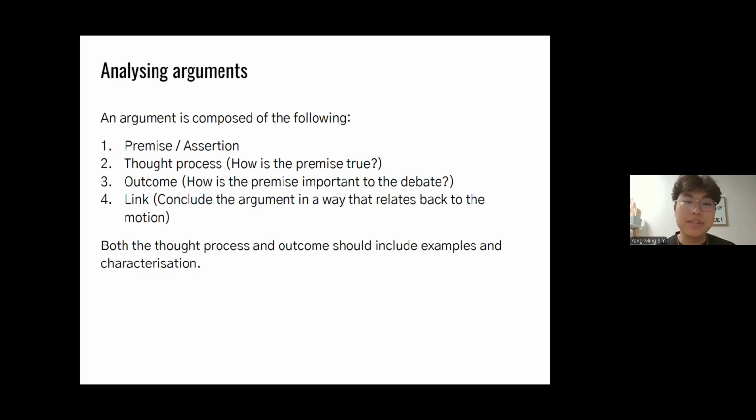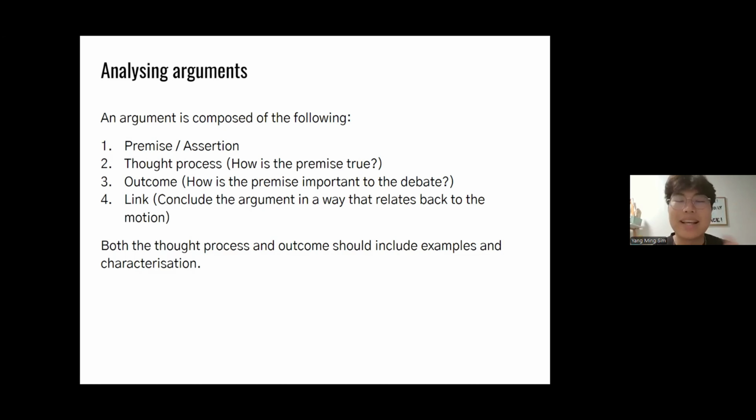The third thing is in terms of the outcome. So how is the premise important to the debate? Why is national security the biggest and the most important thing in debate? Well, we can say that there are existing imminent threats to our national security, like how other countries have been encroaching on our sea borders, or other countries have been not respecting our sovereignty in certain islands. So it's basically pointing out why it is important.